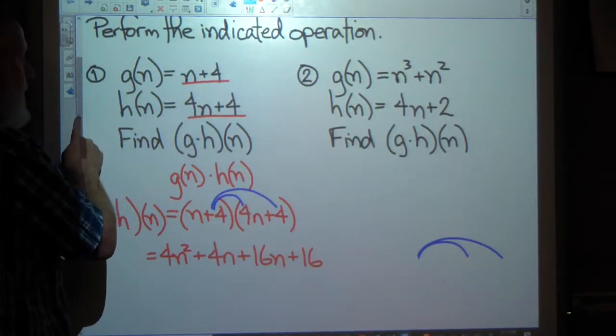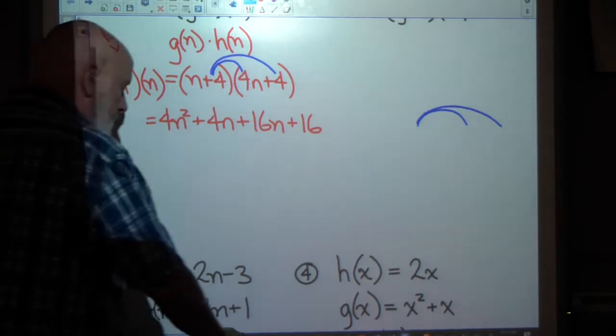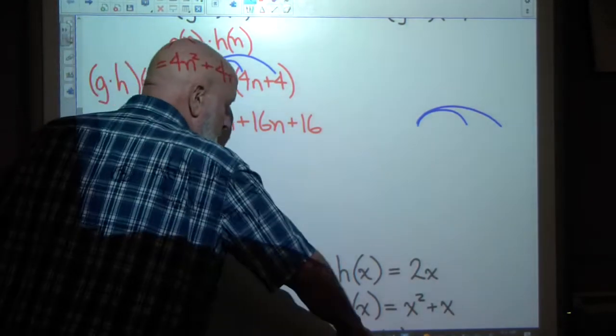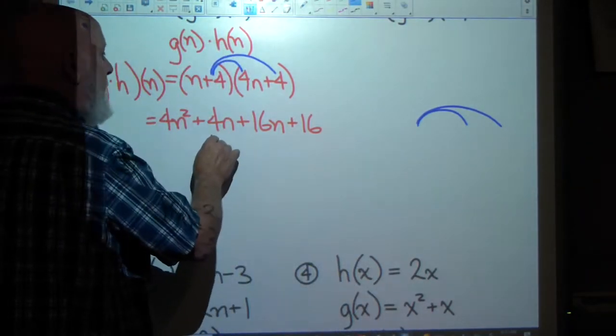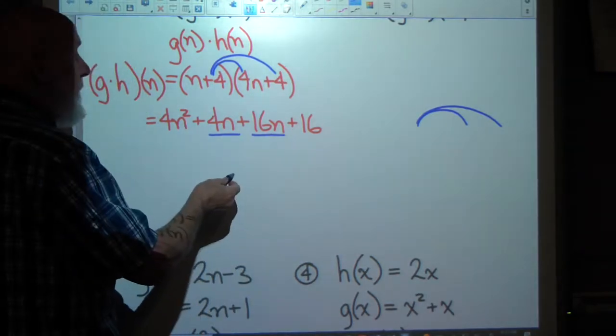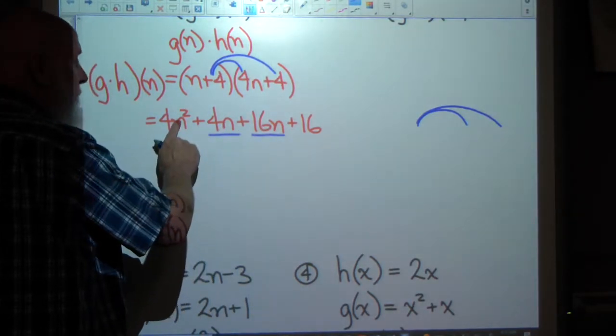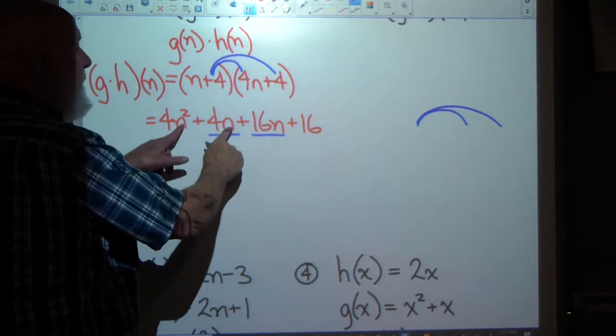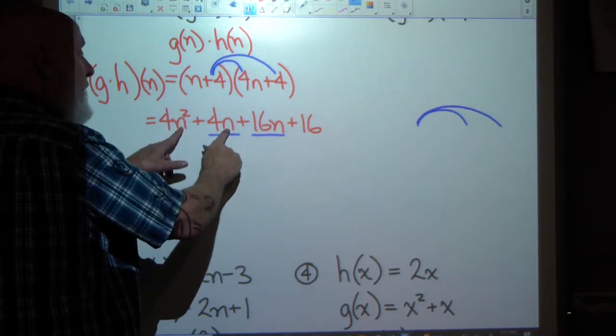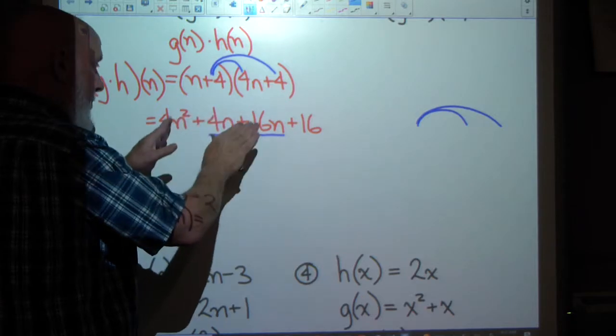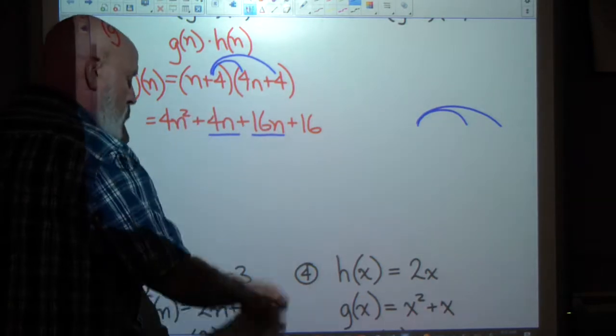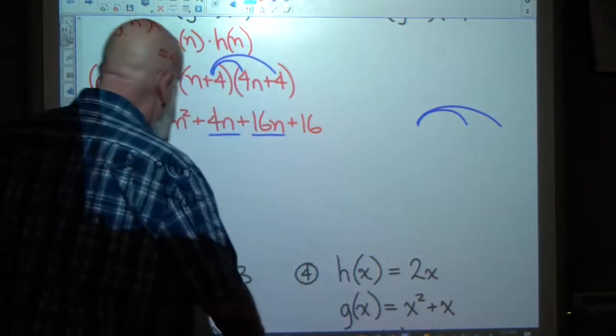And I'm going to simplify it by combining like terms. So here we go. This will yield 4n plus 16n are the only terms that can combine. They're both n terms. N squared won't combine with n because in order to be like terms, they have to have the same variable, which they do, and the same exponent, which they don't. So these two won't combine, but these two will. With that in mind, I'm going to combine them.